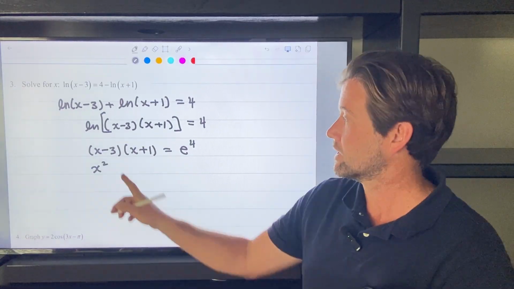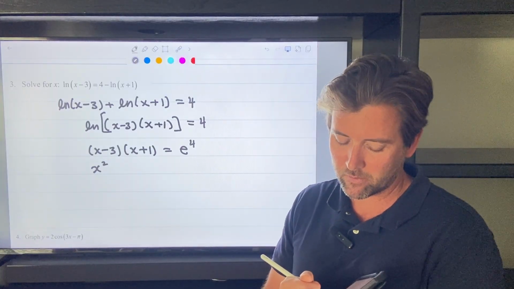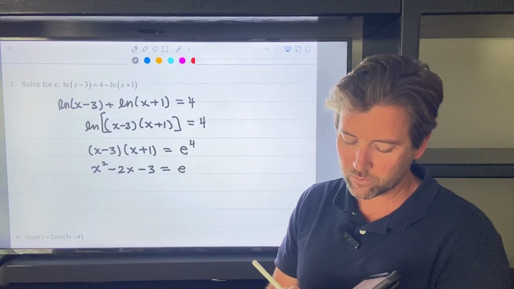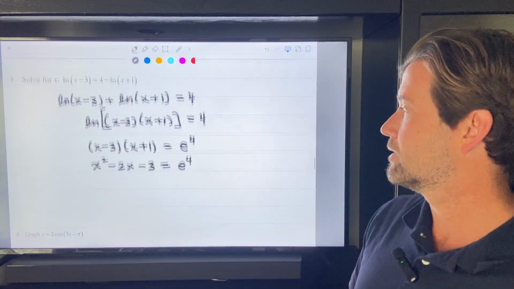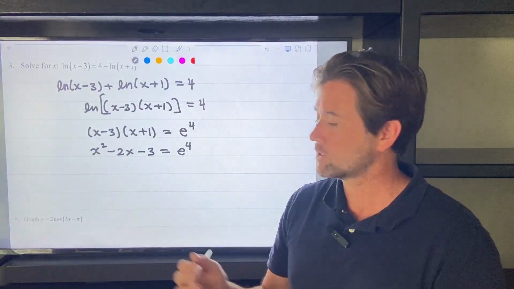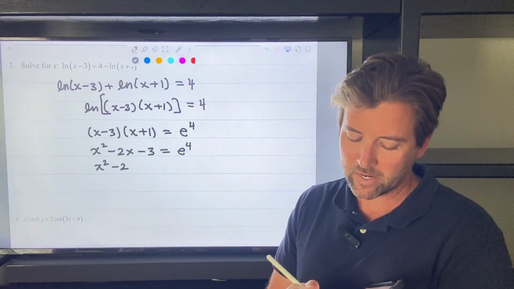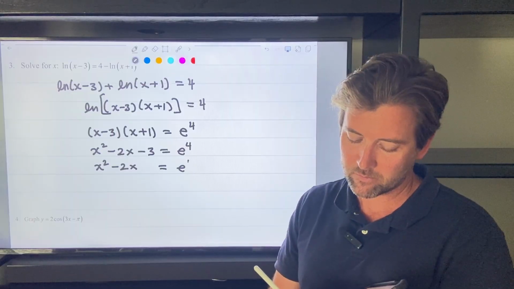I'm going to go ahead and expand this. So that's x squared minus 2x minus 3 equals e to the 4th. Now, just like last week, I made this problem where this coefficient is going to be an even number. So I'm going to add 3 to both sides.